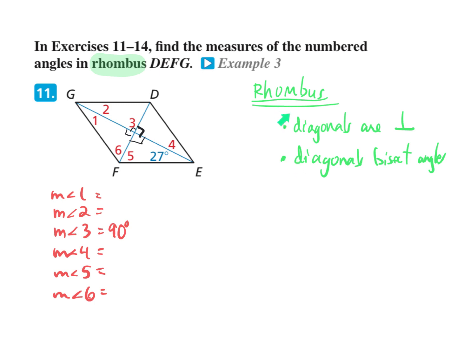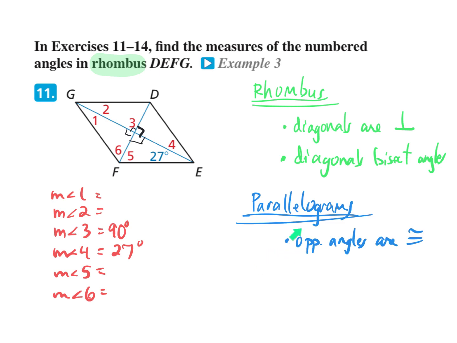Remember, if it's a rhombus, the diagonals bisect the angles. That means angle E has been bisected. So if this is 27 degrees, the measure of angle 4 is 27 degrees. Then a rhombus is a parallelogram, and parallelograms have some traits that will help us find the other angle measures. The one that we'll need is that if it's a parallelogram, opposite angles are congruent.